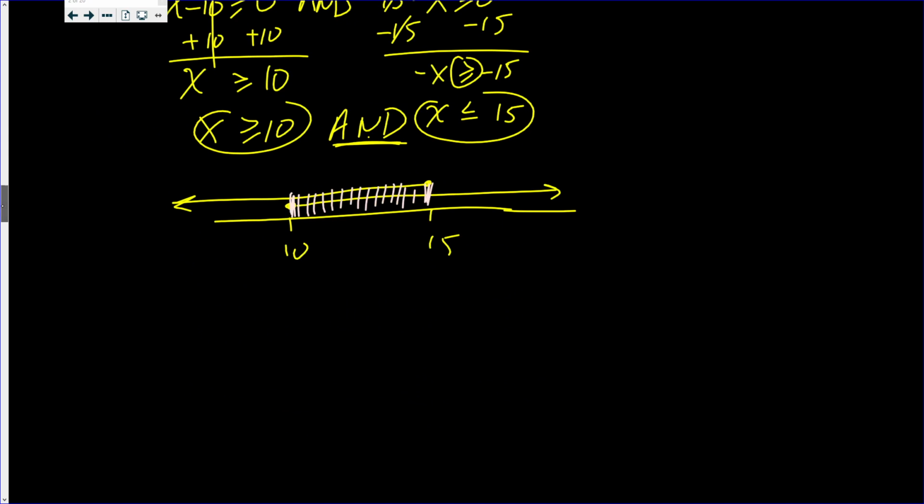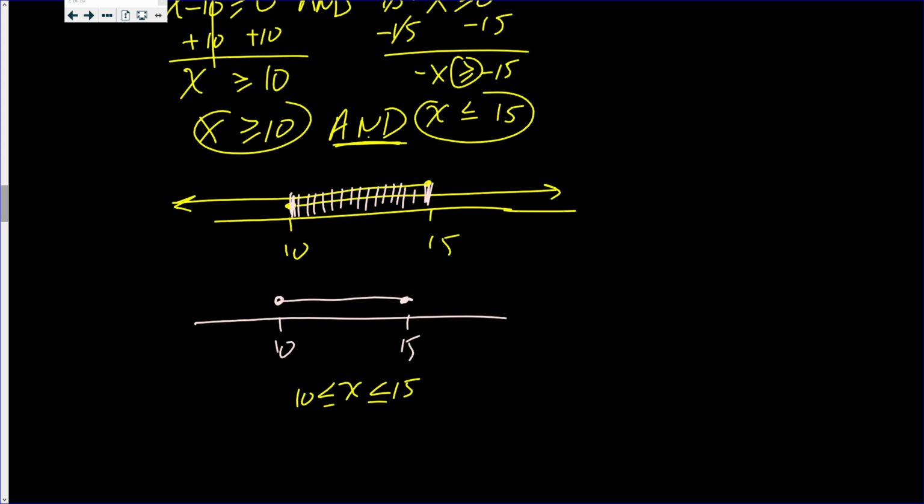That is, the final answer in terms of a number line is from 10 to 15. That's one way of writing the answer. Another way is between 10 and 15, including the endpoints. Another way is the interval from 10 to 15, including those endpoints.